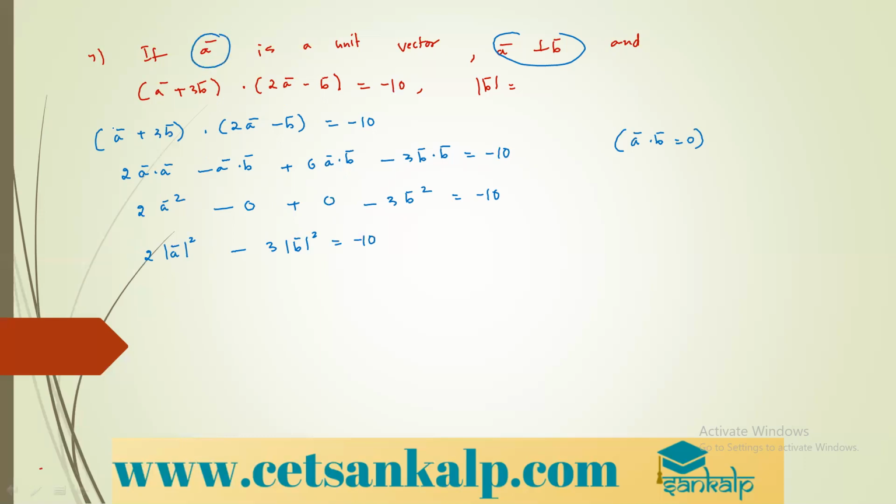Because A is a unit vector, its magnitude will be 1. So 2 minus 3 into magnitude of B square equal to minus 10. Minus 3 into magnitude of vector B square is minus 12, or magnitude of vector B square is 4. That means magnitude of vector B is 2. That's it.